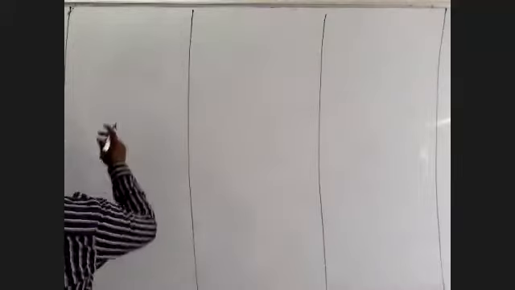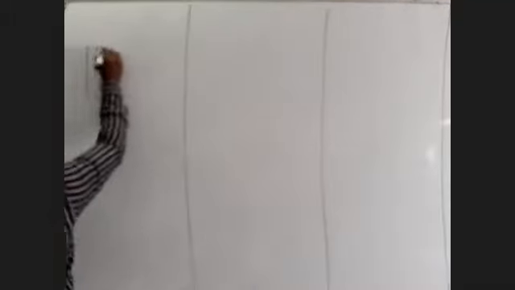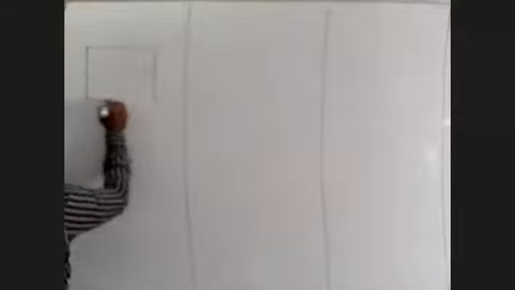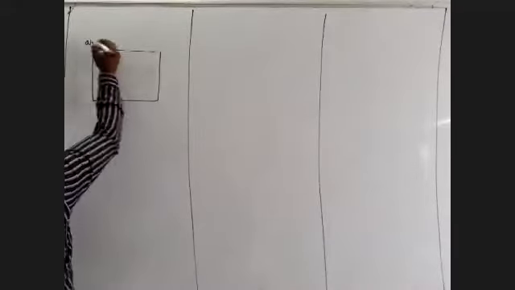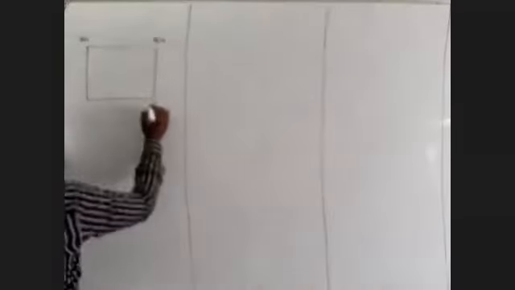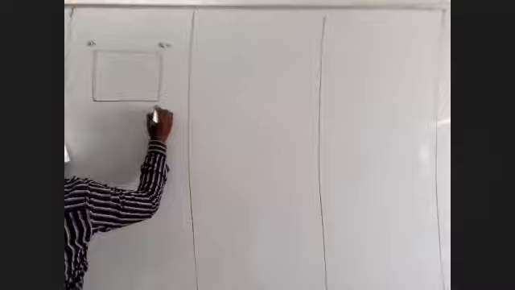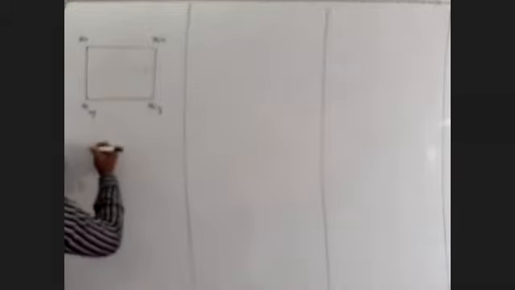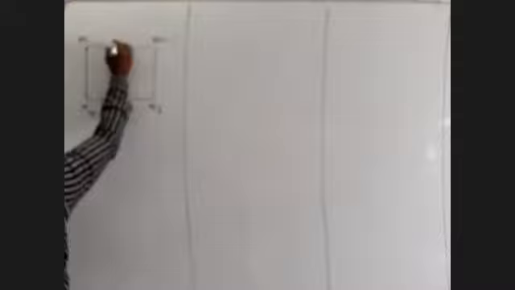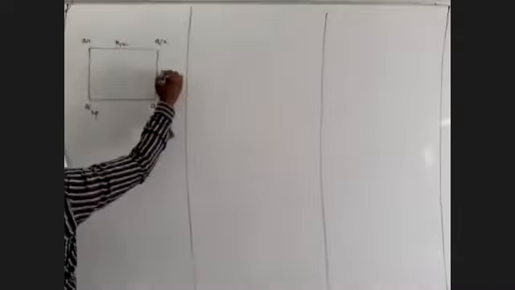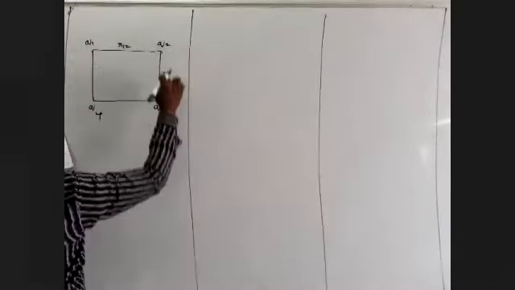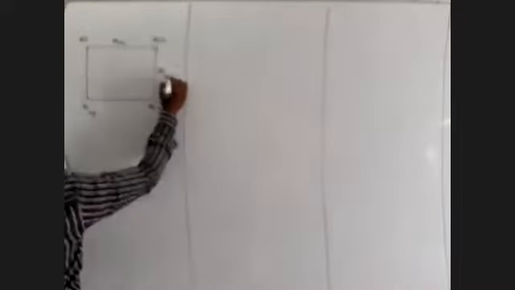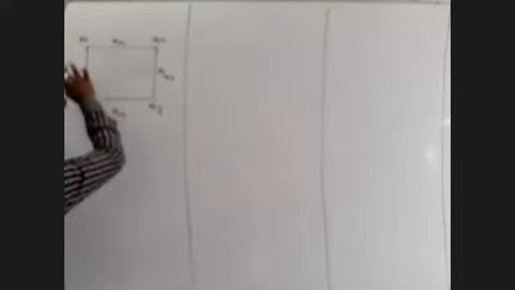Electrostatic potential. This is a problem. This is a Q1 charge. This is a Q2. This is a Q3 charge. This is a Q4. The distance between two charges is R12. This is the distance between two charges, R34.